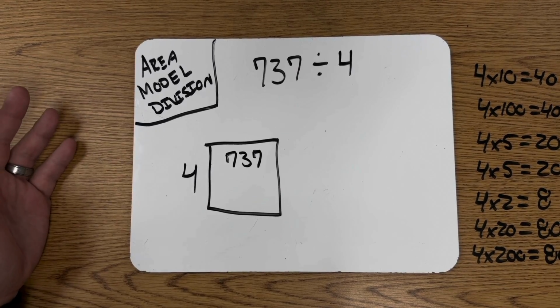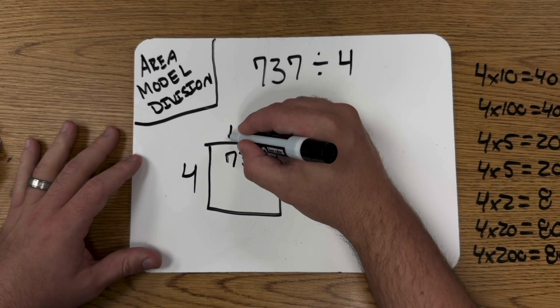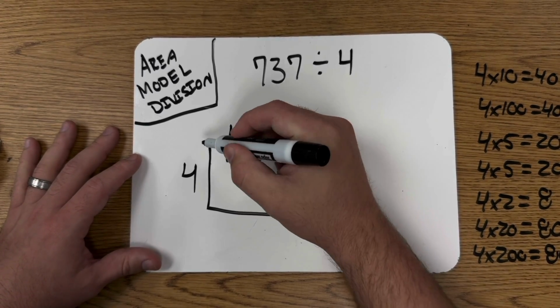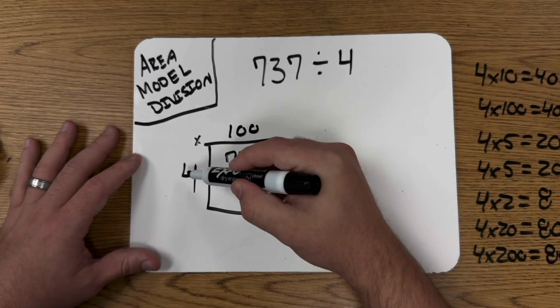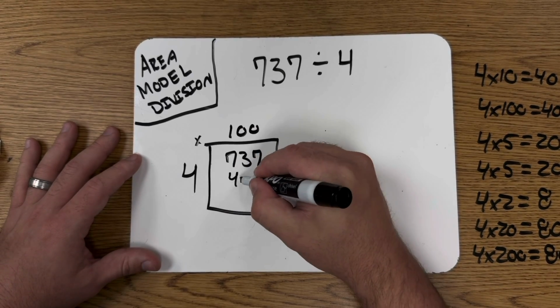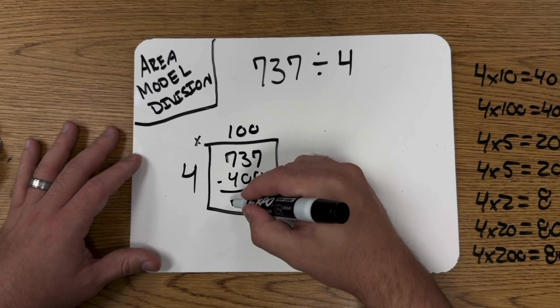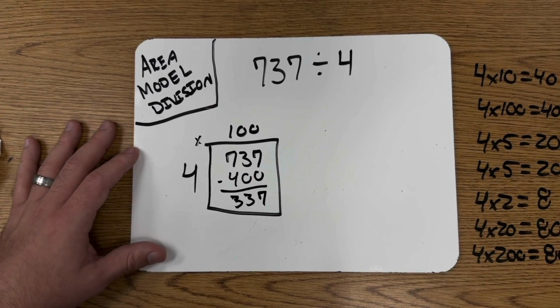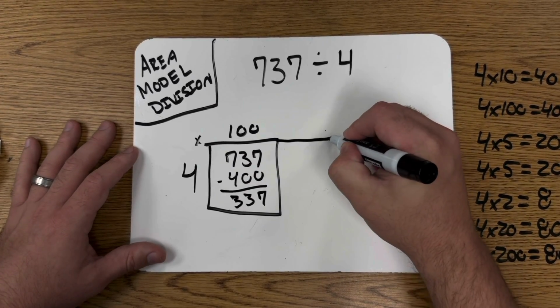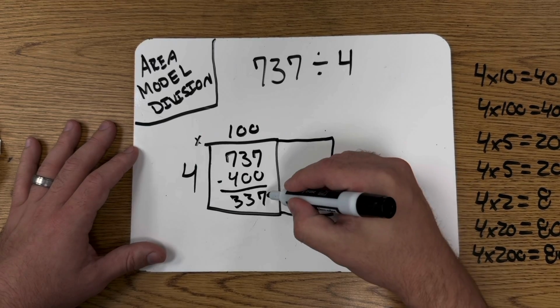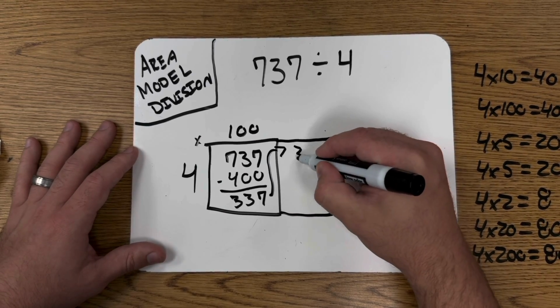The students are able to multiply times 100. So I'm going to go ahead and write 100 up top. 4, well, you can even put a little times sign there. 4 times 100 is 400. So we go ahead and subtract. We end up with 3 and 3 and 3. So 337.